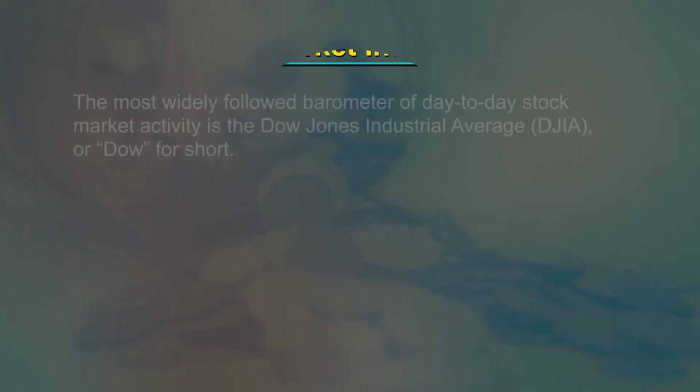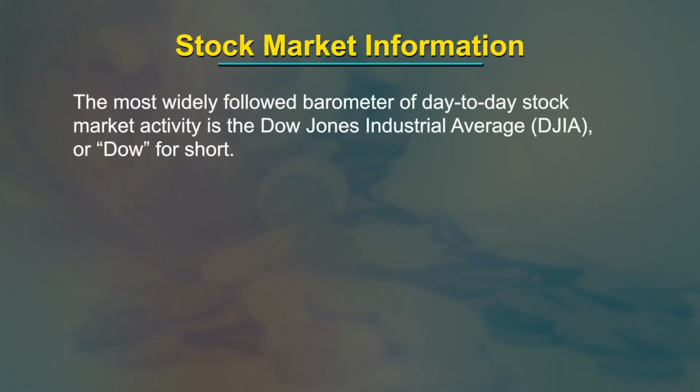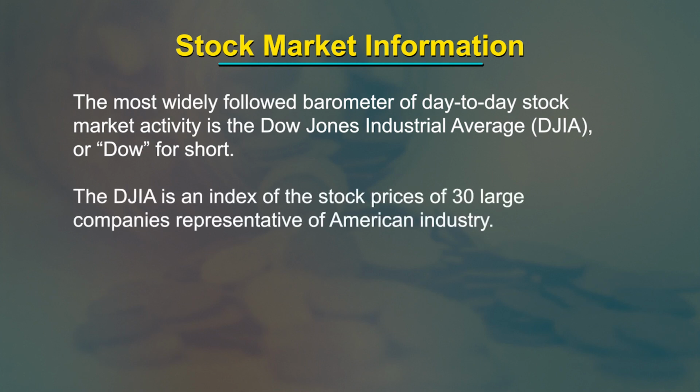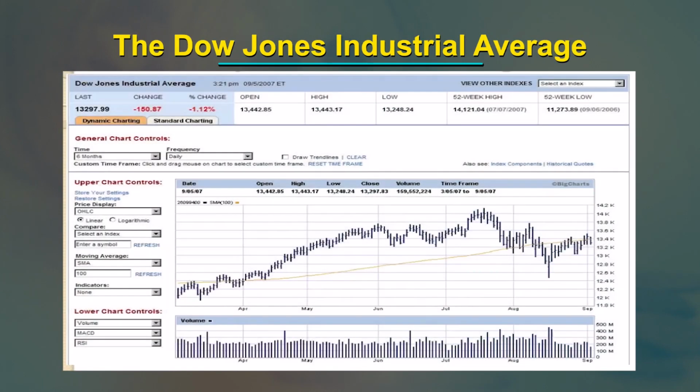Now, from where exactly in the United States do we get the stock market information? The most widely followed barometer of the day-to-day stock market activity is the Dow Jones Industrial Average, which is usually called the DJIA, or very short we call it Dow. The DJIA is an index of the stock prices of around 30 large companies, representative of the American industry. Here I have shown you a screenshot of how the Dow Jones Industrial Average looks like.